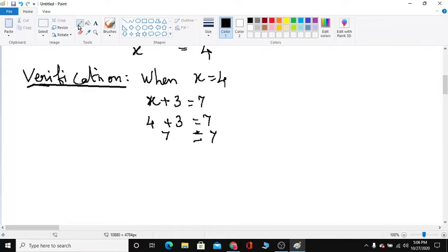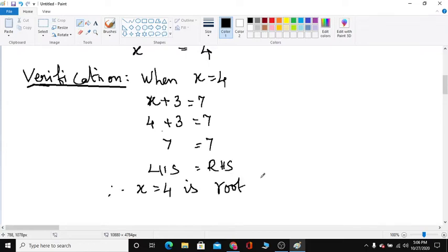Once again I will write here. Left hand side 4 plus 3, what is the answer? 7. Right hand side also 7. So left hand side is equal to right hand side. Therefore x is equal to 4, our answer is correct. It is the root of the equation. The number 4 satisfies the given equation, children.